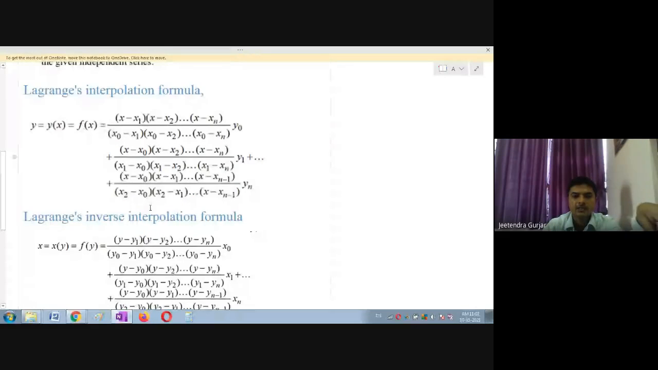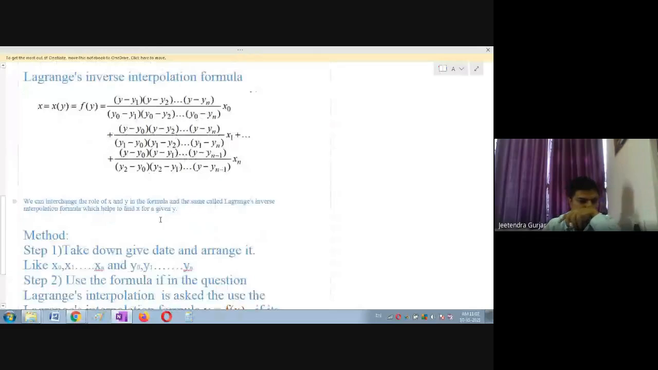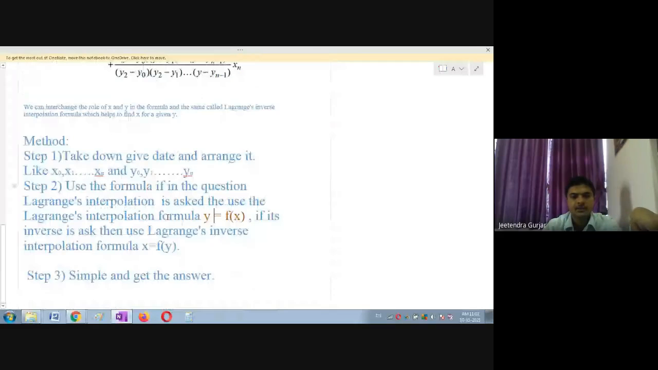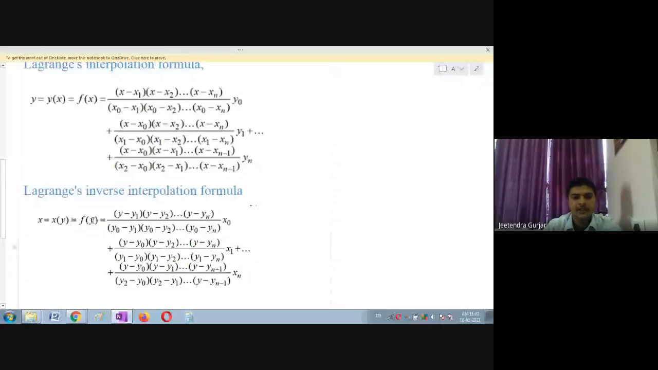Suppose in the question they ask you for the inverse interpolation, Lagrange's inverse interpolation formula, then you are going to take x is equal to f of y. Means you are going to use this formula, x is equal to x of y, or f of y. Is it clear, students? So please note down this formula, or you can take a screenshot. Later on you can write it down, no problem.